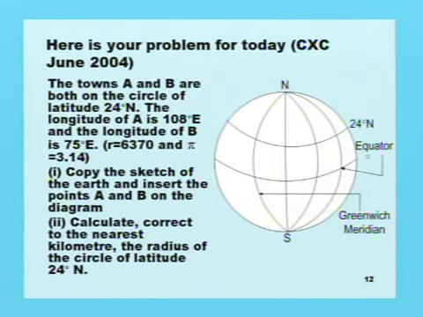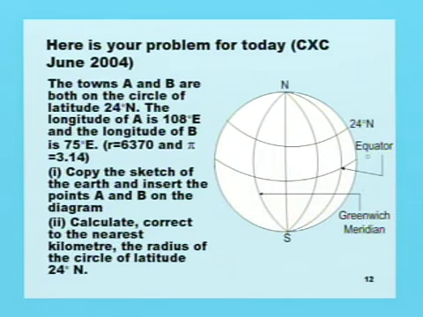Here is your problem for today, taken from CXC June 2004. The points A and B are both on the circle of latitude 24 degrees north. The longitude of A is 108 degrees east, and the longitude of B is 75 degrees east. Assume that the radius of the Earth, R, is equal to 6,370, and use 3.14 as the value for pi.